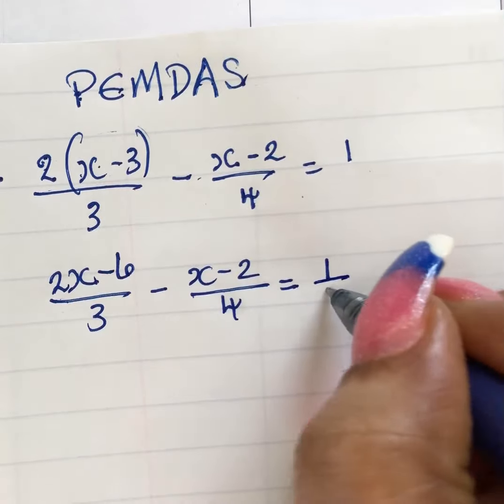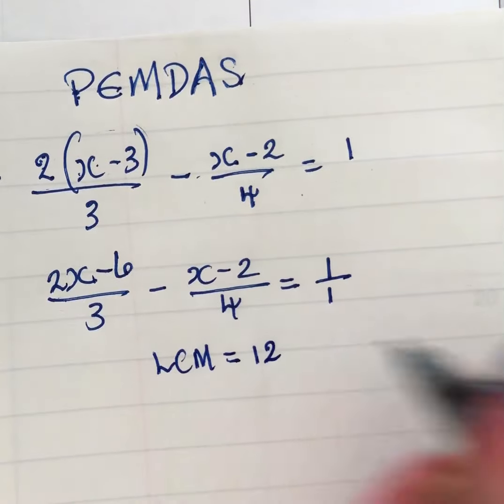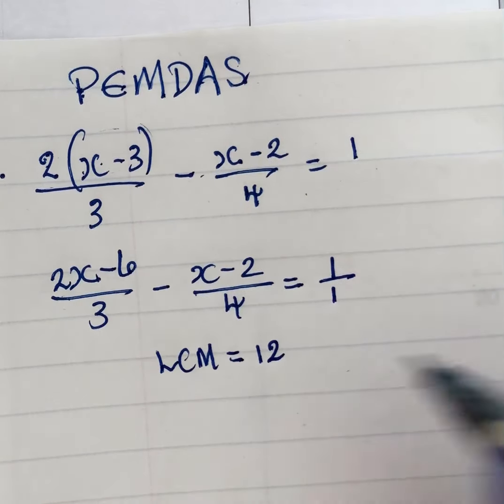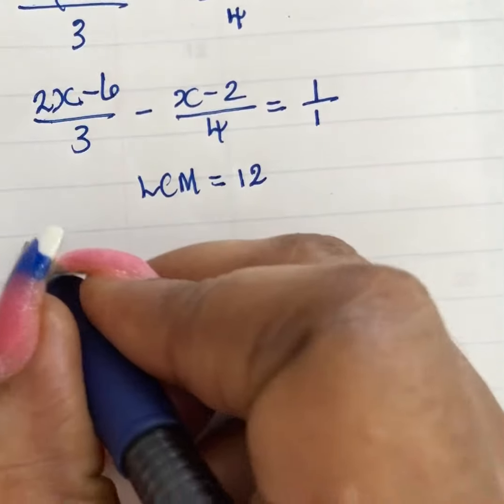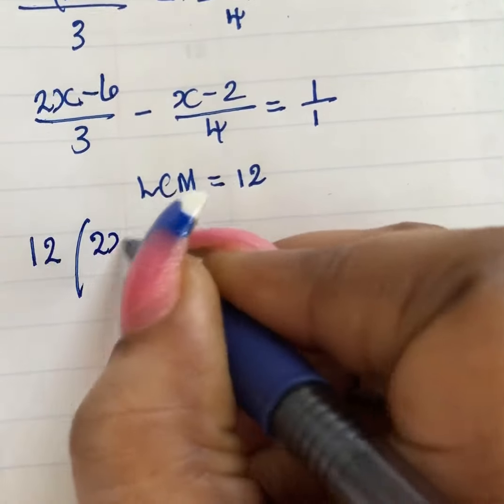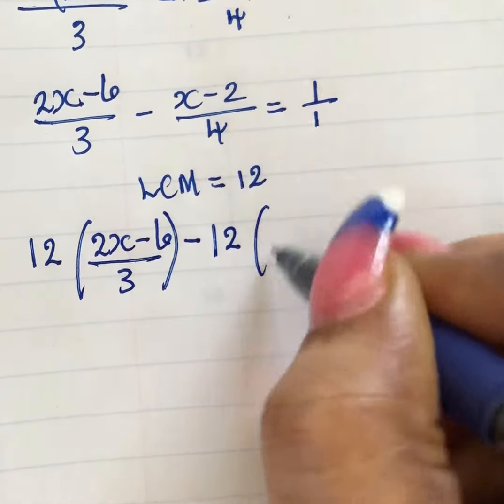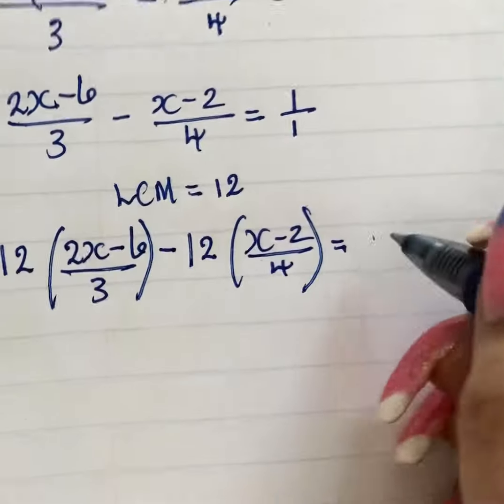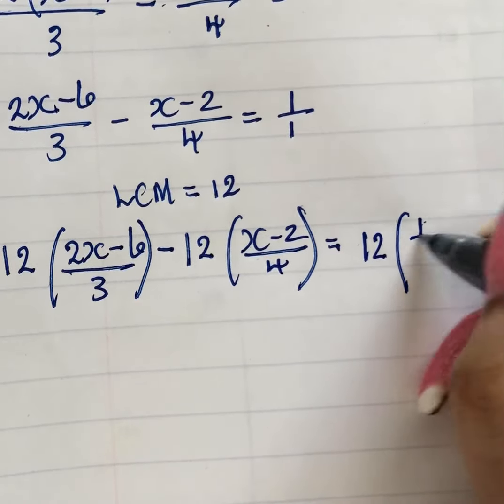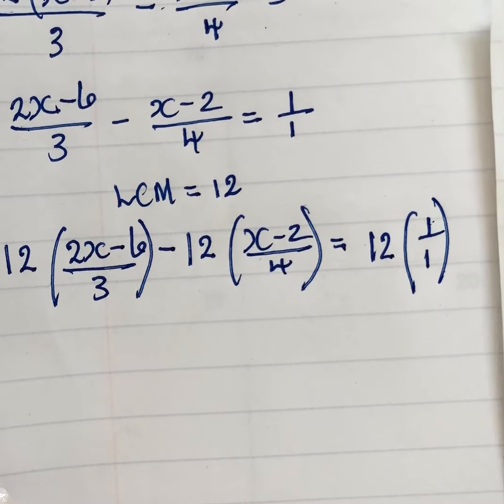Now I make this side a fraction. My LCM will be 12. I then multiply each fraction by 12. Good? So let's go. 12 into 2x minus 6 over 3 minus 12 into x minus 2 over 4 is equal to 12 into 1 over 1. Yes. Okay, so let's go.